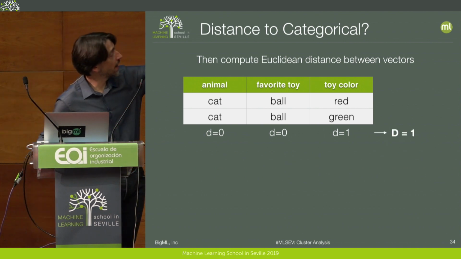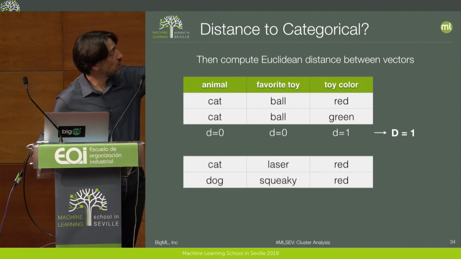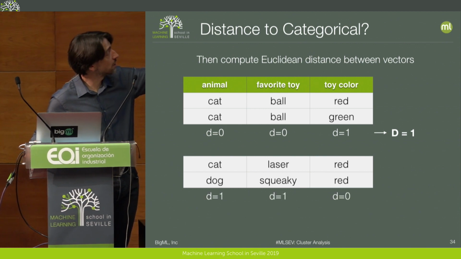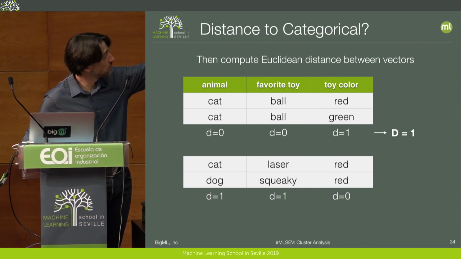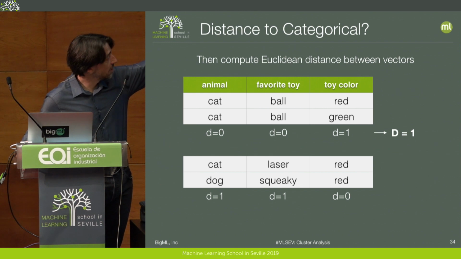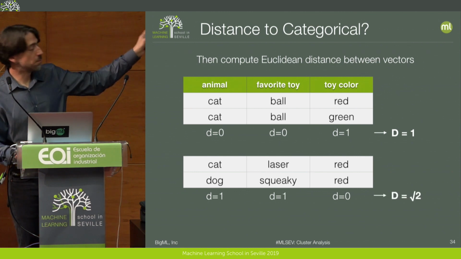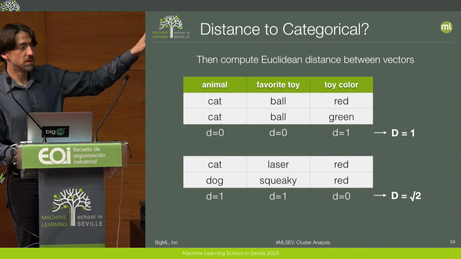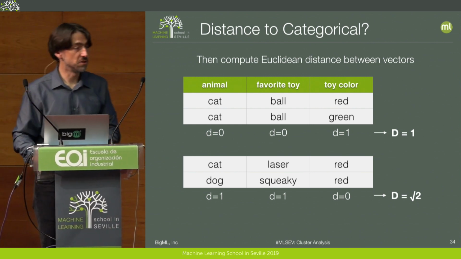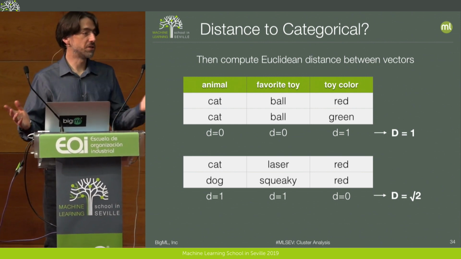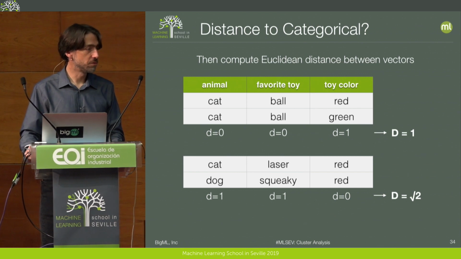Then when you have multiple categories, you just make a new function that combines these. You compute the Euclidean distance between vectors. In this example, cat and dog is a distance of 1. Their favorite toy is a laser or a squeaky, that's a distance of 1. But they both like red, that's a distance of 0. You just compute the Euclidean distance of those integer values, so that's a distance of square root 2. You basically just map them to zeros and ones.